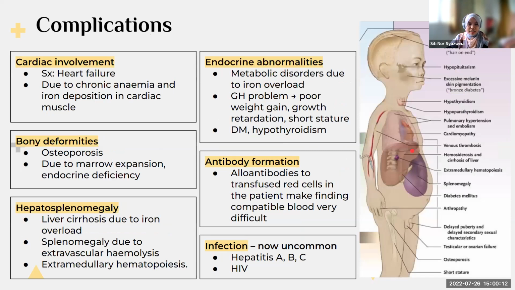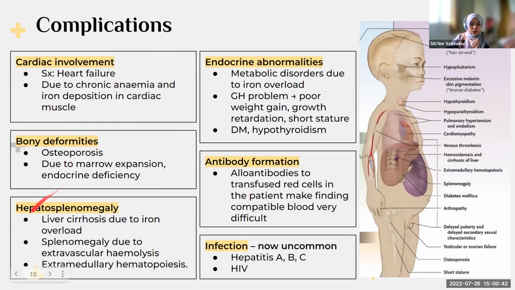Okay, next are the complications of thalassemia. First is the cardiac involvement, as said before, due to iron deposition in the cardiac muscles, and also the chronic anemia. So the iron deposit in the cardiac muscle causes the muscle to have less contractility. So patient can present with symptoms and signs of heart failure. The next is the bony deformities, such as osteoporosis due to marrow expansion and endocrine deficiency.